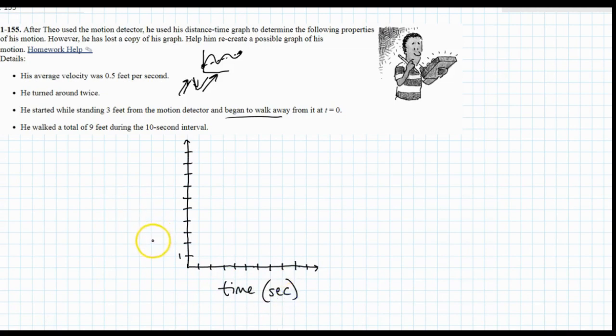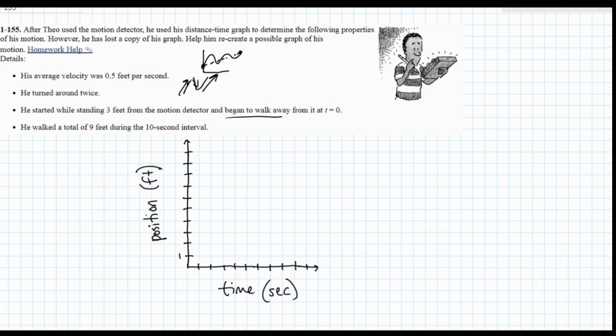And this is position. Try not to say distance. It's so vague when you say distance. Does that mean distance away from a starting point? Does that mean total distance? So I always like to say position, and that is in feet. And it is important to label your units so that you don't get confused and your grader doesn't get confused.